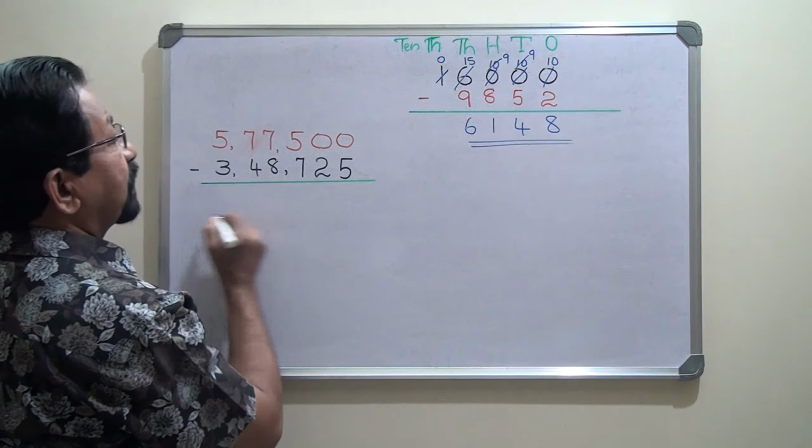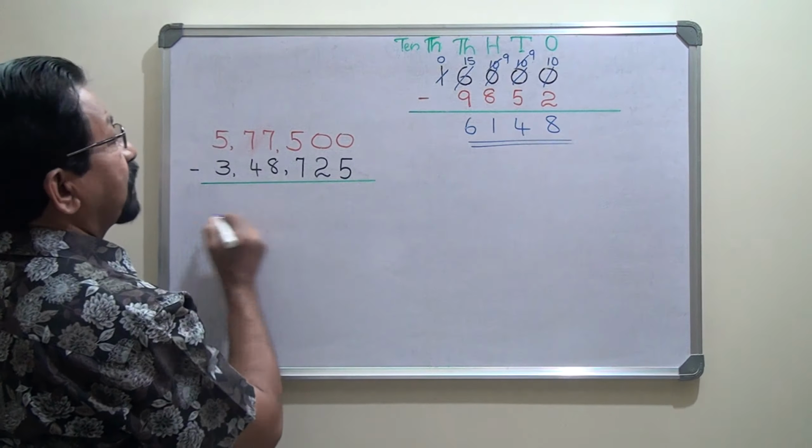In the same way, another question I can show you. Here, 0 minus 5 will not go. And here it is 0, nothing else. Then he came to the 100 place. This is the 100 place, this is the 10 place, this is the 1 place. So he borrowed a 100 rupee note from here. This 500 rupee became 400 rupee.